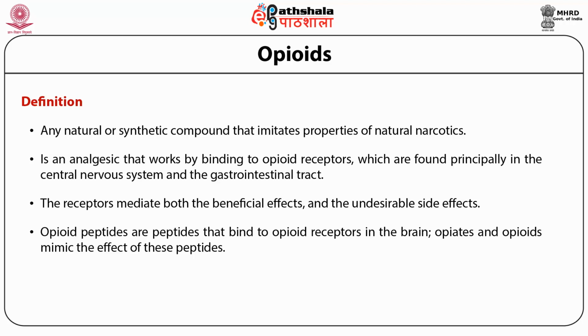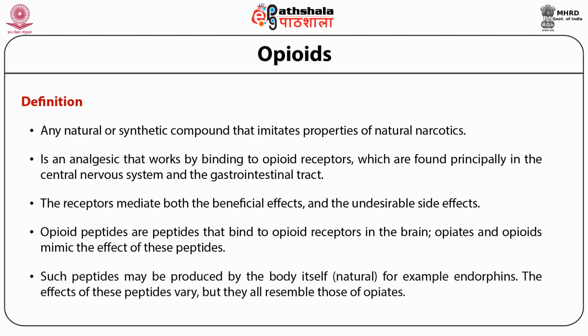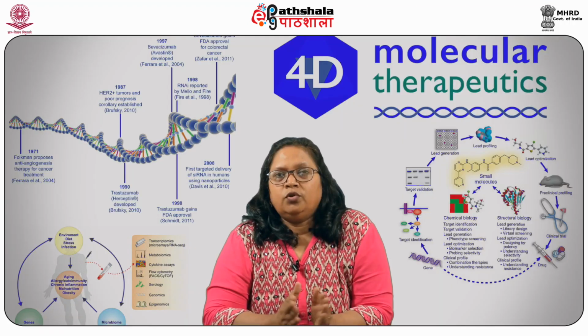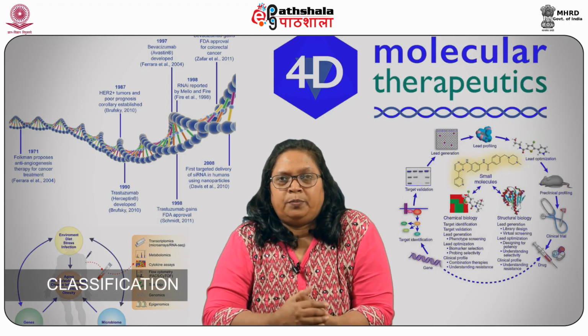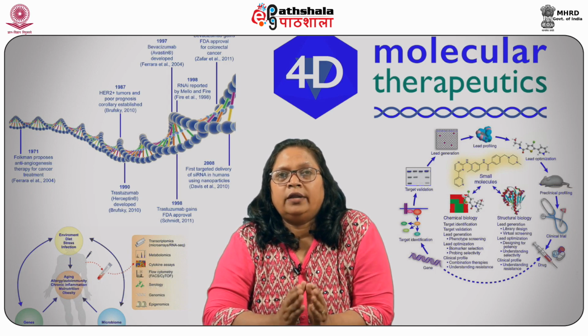Now, what is the origin of these peptides? They may be produced by the body itself, which is actually called the natural peptide, for example endorphins. The effects of these peptides may vary, but they all resemble those of the opiates. So, look at the classification of opioid peptides. There are different kinds of opioid peptides.